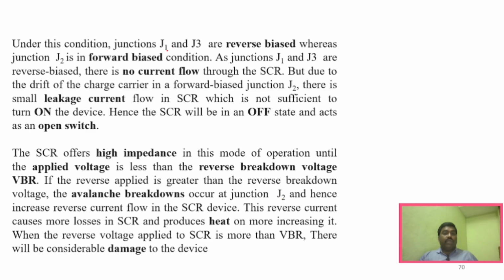So you can see J1 and J3 are reverse biased, J2 is forward biased, no current will flow, there will be only leakage current, right? And if you keep on increasing, avalanche breakdown will happen, that will damage the SCR, and the J2 junction will be broken, right? And current conduction in the reverse direction will increase. That is the reverse blocking region, right?